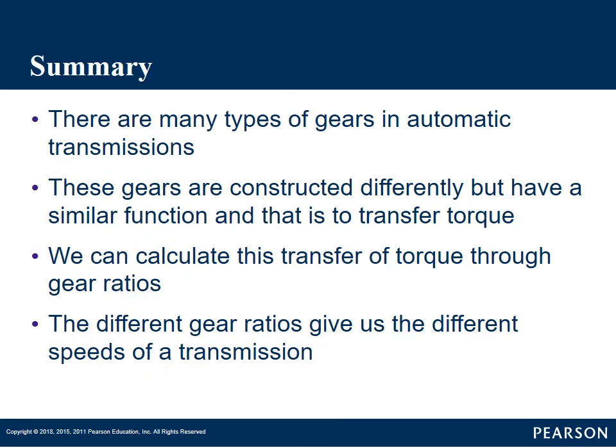To sum this lesson up, we have many different types of gears in our automatic transmissions. They may be constructed differently, but they all have a similar function. We're transmitting power from a source, like our engine, in our drive gear, and we're transmitting it to our driven gear, which then is our output device, whether we're talking a speed sensor or power to the wheels. They all work similarly with each other. We can calculate this transfer of torque through gear ratios. In other words, we can calculate what our gear ratios are by counting the number of teeth on our different gears that are meshing together. And these different gear ratios give us the different speeds of our transmission.